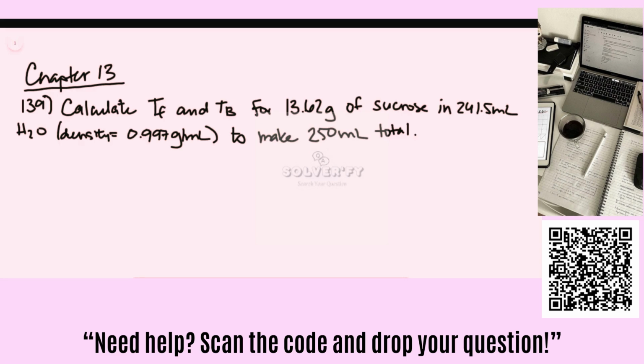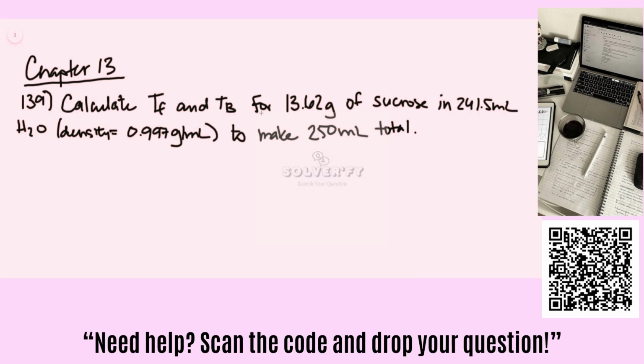Problem 139 references the previous problem, 138. It tells you that there are 13.62 grams of sucrose dissolved in 241 milliliters of water, which yields a total of 250 milliliters. So problem 139 asks, given that information, what the boiling and freezing points of that solution are, and whether boiling that solution would take much more time than expected, and whether the solution would freeze in a typical freezer, which runs at about negative 18 degrees Celsius.